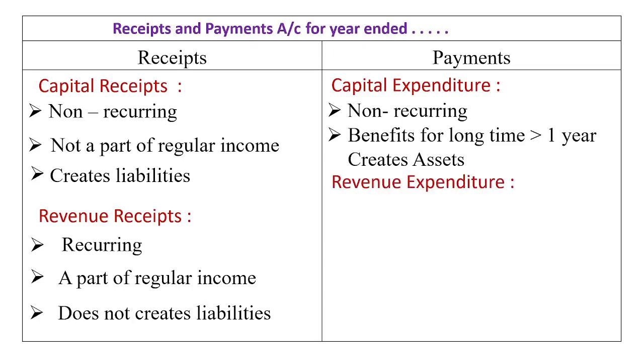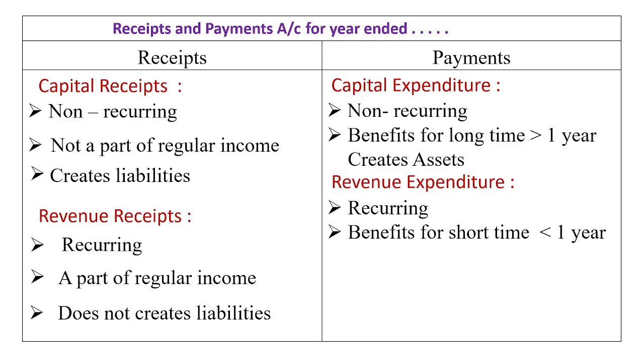Okay. Next one is revenue expenditure. See, revenue expenditure is expenditure which is recurring in nature, meaning our organization makes this kind of expenditure many times, two, three, four, or more times in a year. Then the benefit of this kind of expenditure is received for less than 1 year.